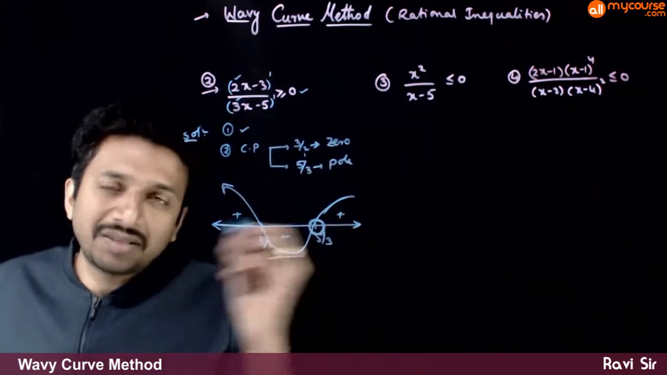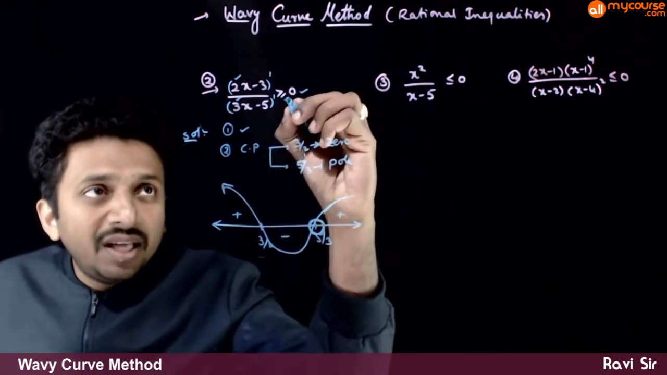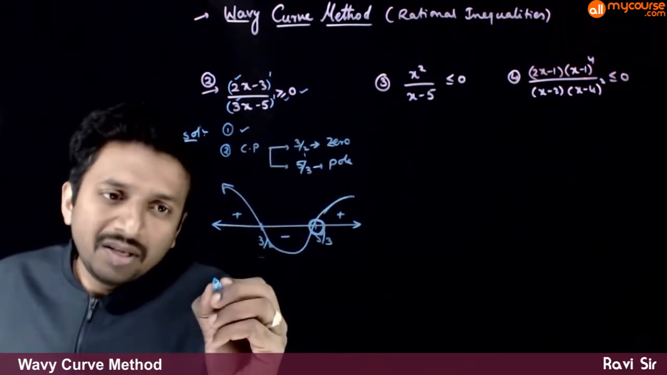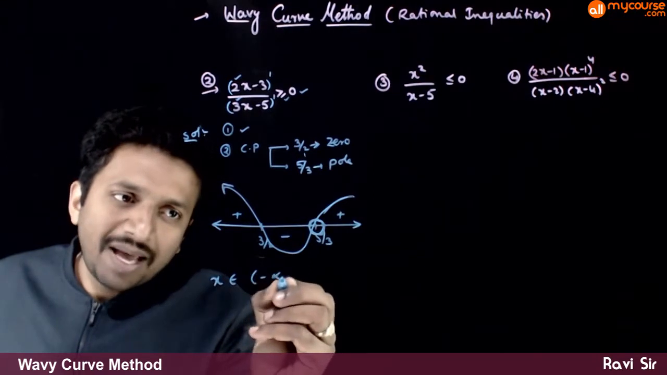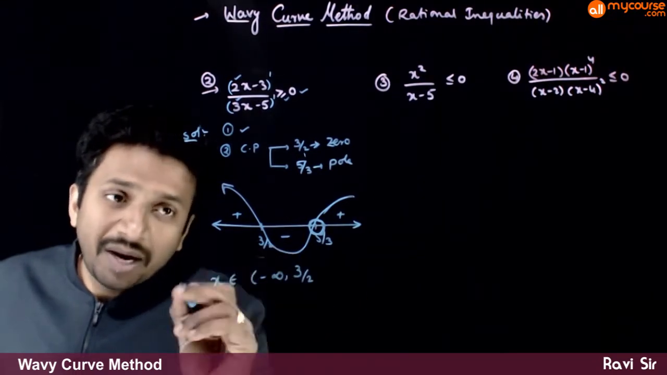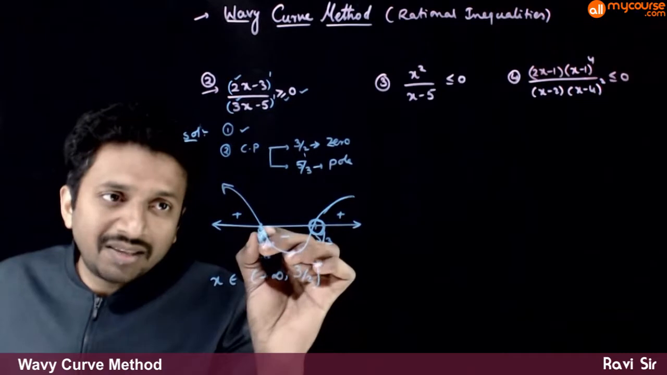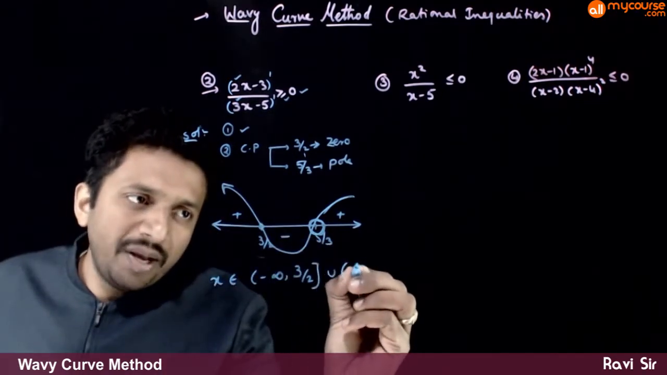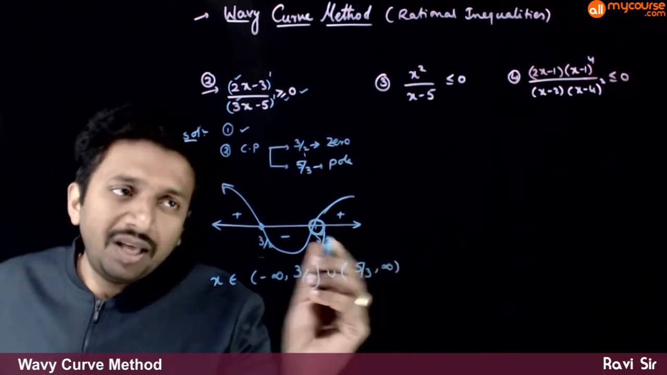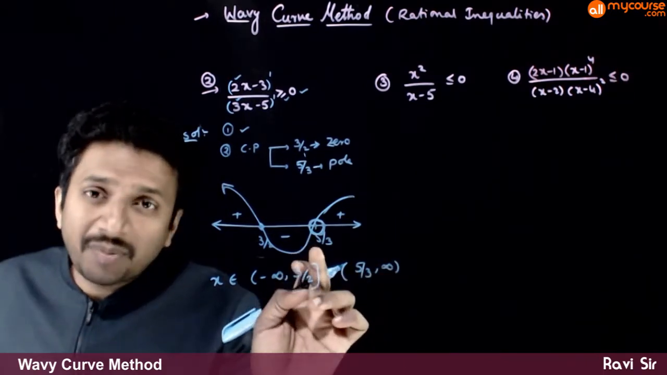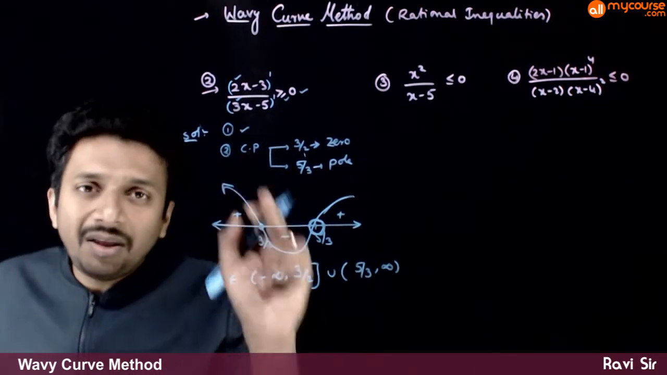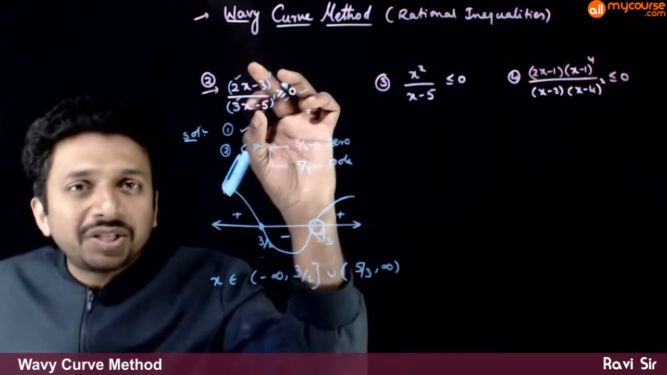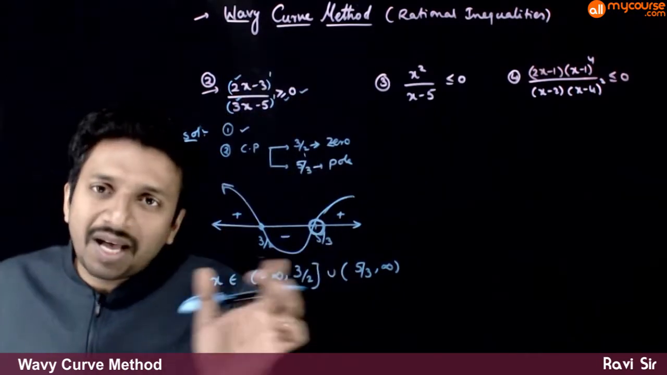Plus, minus, plus. Now you have equality also. That means the expression can be equal to 0 also. So x belongs to minus infinity to 3 by 2 closed because at 3 by 2 the expression is becoming 0. Union open 5 by 3 to infinity. Why is it open? Because 5 by 3 cannot be included in any of the solution because at 5 by 3 the expression is undefined. So this will be the answer.